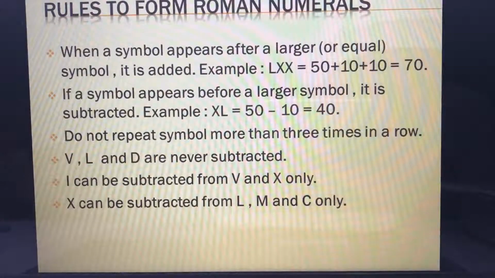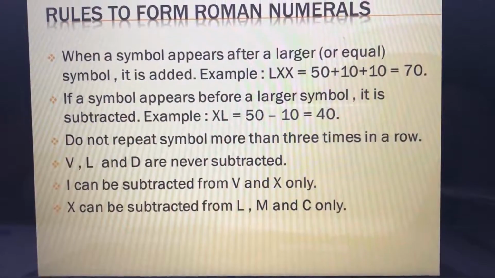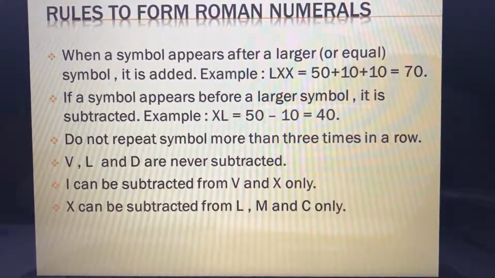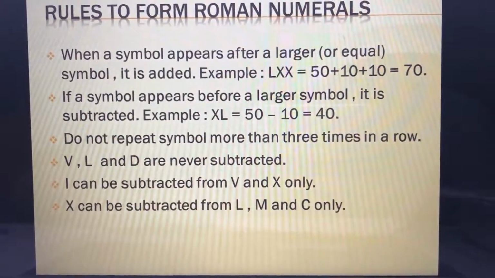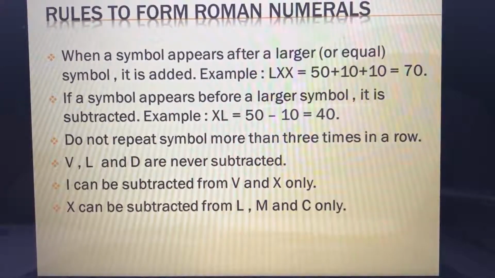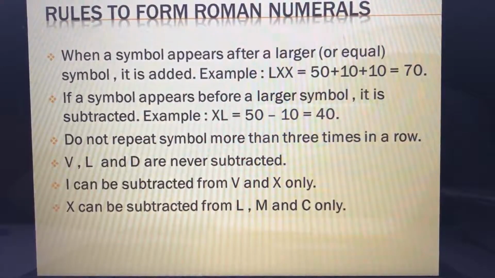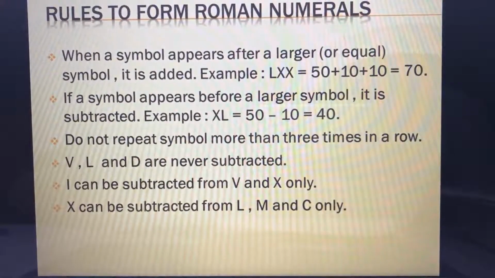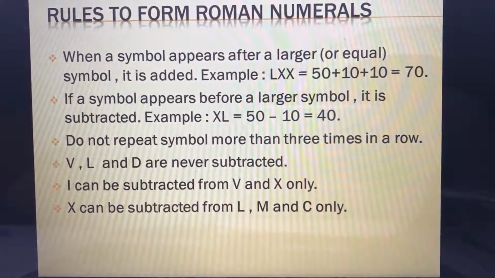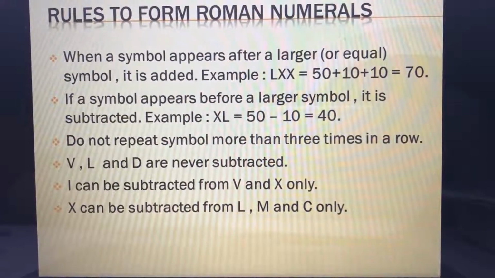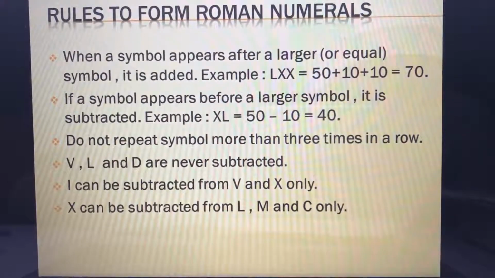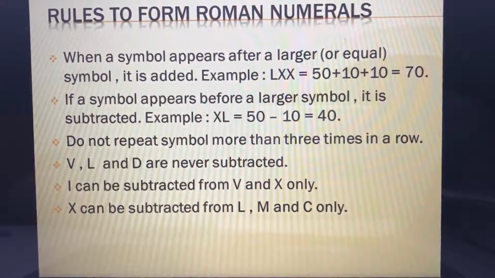Rules to form Roman numerals. When a symbol appears after a larger or equal symbol, it is added. For example, LXX equals 50 plus 10 plus 10, which becomes 70. If a symbol appears before a larger number, it is subtracted. Example, XL equals 50 minus 10, which is equal to 40.